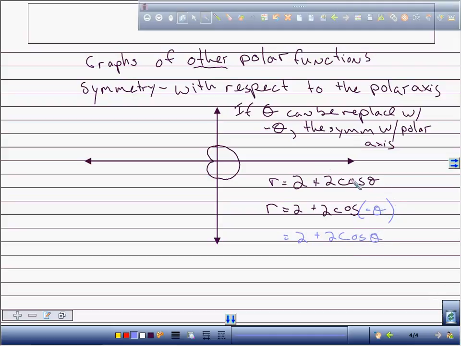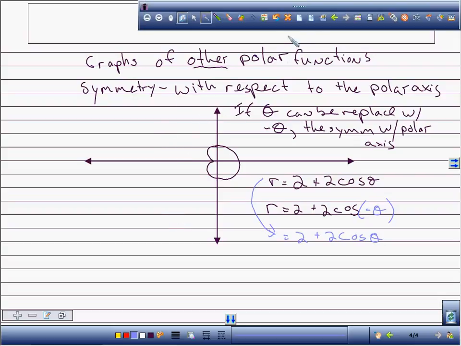Since when I plug in negative theta here and I get out the same equation, it has symmetry with respect to the polar axis. What's nice about that is if I'm graphing this by hand, I only have to graph half of it, and then I can just sketch in the other half. For the most part, if it's just a cosine function, it's going to have symmetry with respect to the polar axis. If it's just a sine function, it's going to have symmetry with respect to the y-axis.